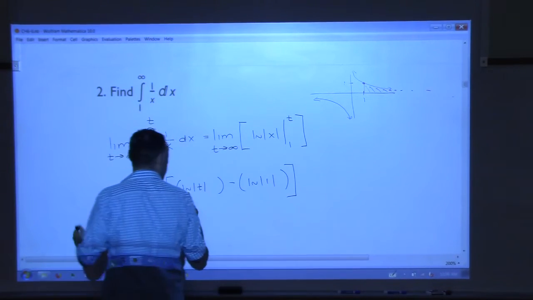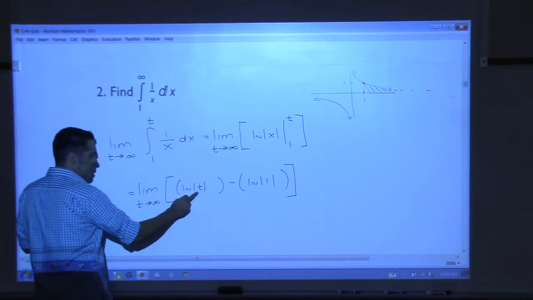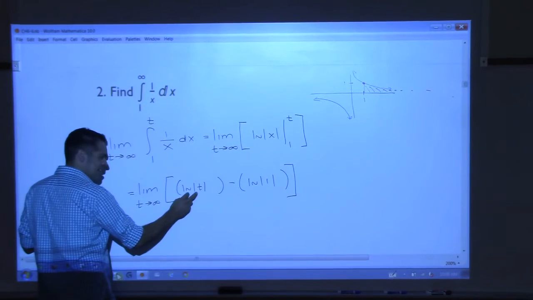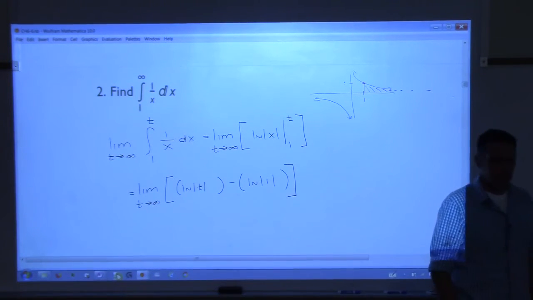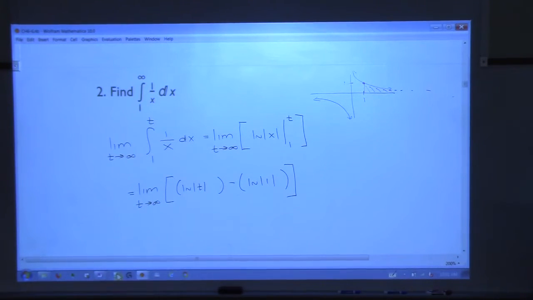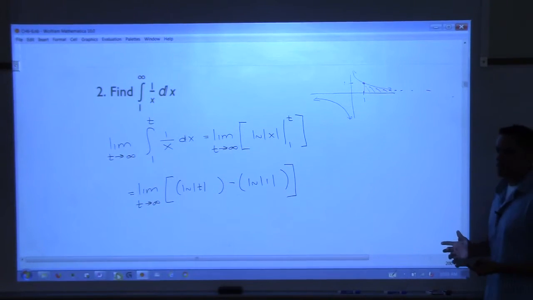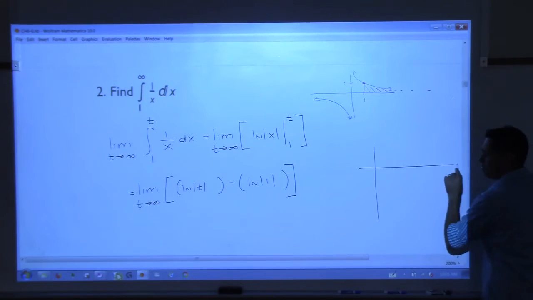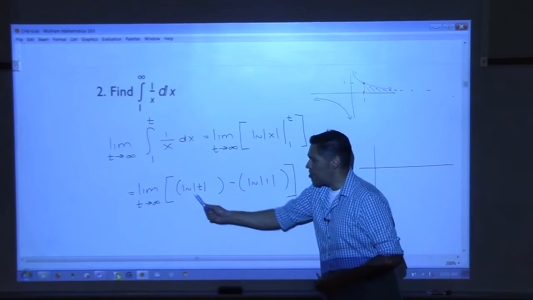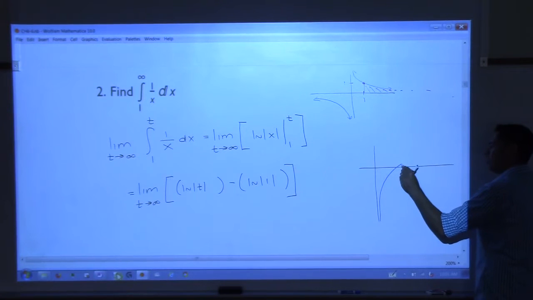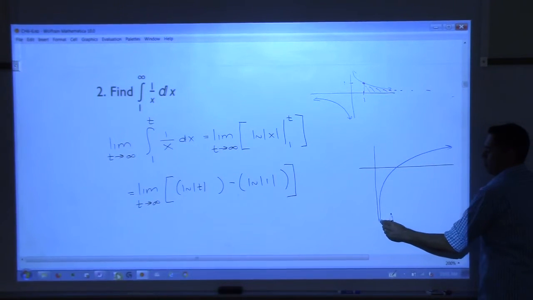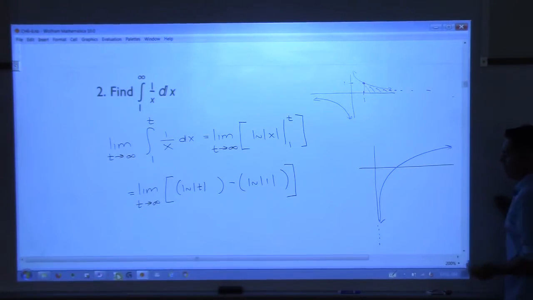What is natural log of t if t is going to infinity? What does natural log of infinity mean? Like, what's going on there? Is it infinity? So why is it infinity? You have to understand what the natural log function looks like. To do this, you need to know what natural log looks like. So natural log of t, or natural log of x if you want, looks like this. Right? It's an asymptote there.